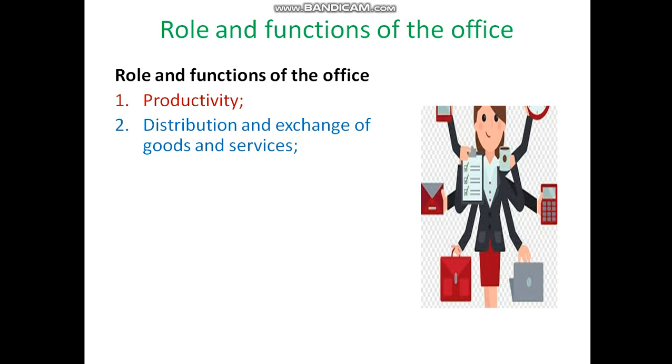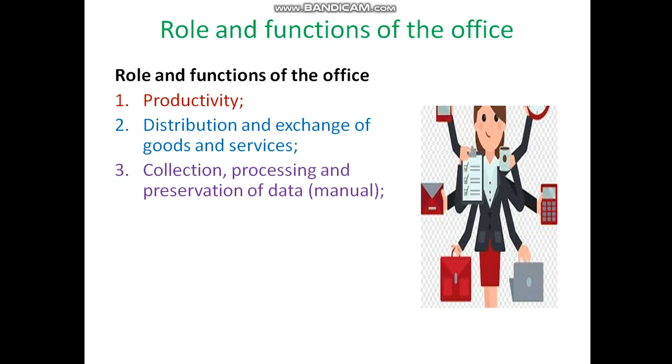Distribution and exchange of goods and services. Distribution is the process of getting product to consumers. So basically, one of the functions of the office is to make sure that distribution and exchange occur between the business and its customer. This is like making contact with the customer, giving instructions to the persons or the trucks that are delivering the goods out. Make sure they know where they have to carry the goods or distribute the goods.